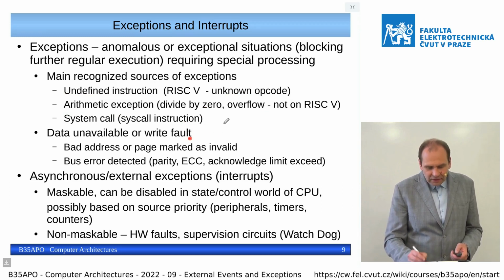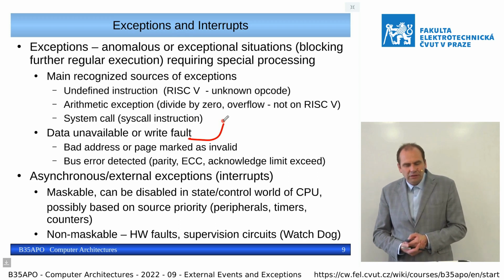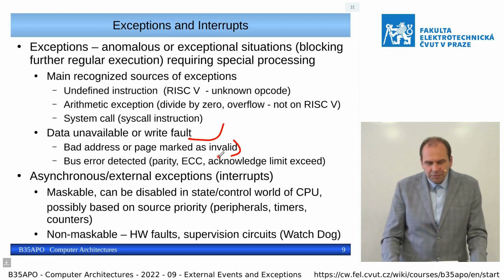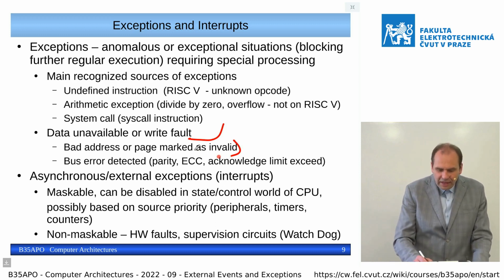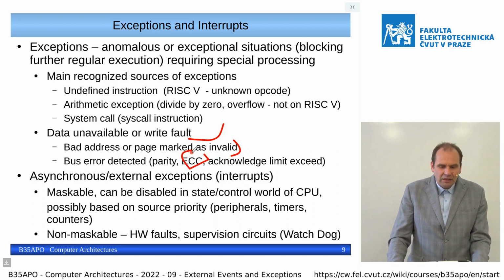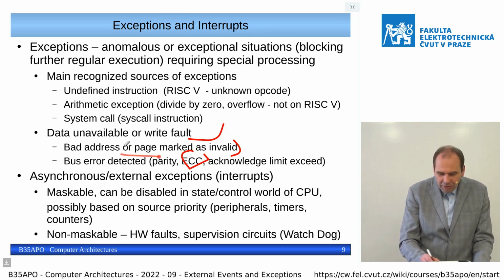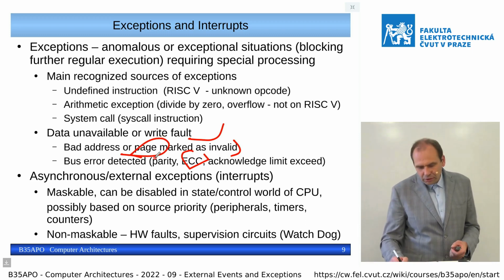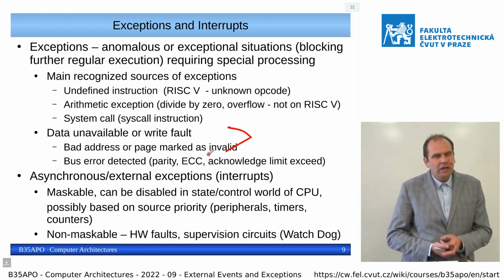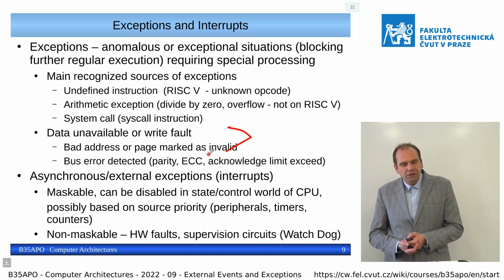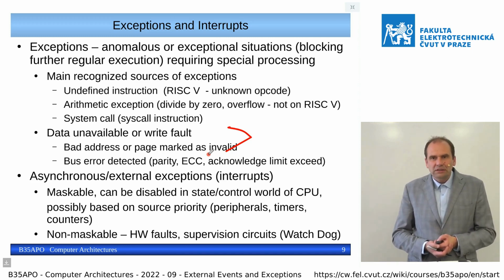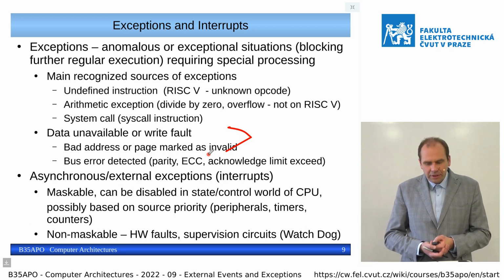And then the reason can be that the data are not available or there is a write fault. So if you access a really bad address, or if there is an error in accessing the external peripheral, or if you do not have the page mapped to the actual address, then you get the synchronous exception. And in the case, for example, of those page faults, it can be resolved by the operating system, as we have already seen in, I think, the 4th lecture about the memory.